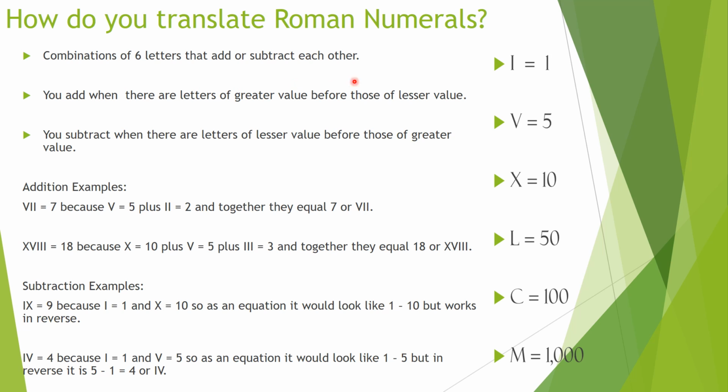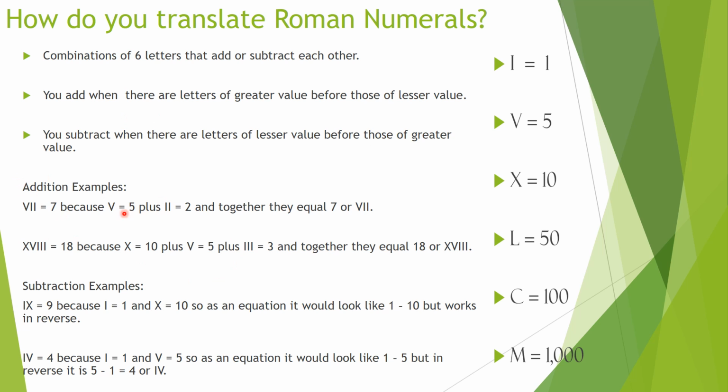How do you translate Roman numerals? Roman numerals use combinations of the 6 letters that we saw before, which are here on the side: I, V, X, L, C, and M, in which you either add them together or subtract them from each other. You add the letters together when there is greater value before those of lesser value. And then you subtract when there are letters of lesser value before those of greater value.